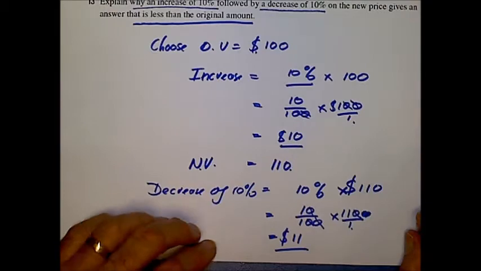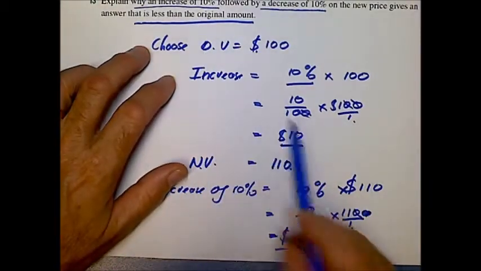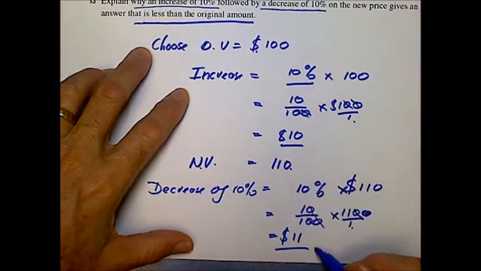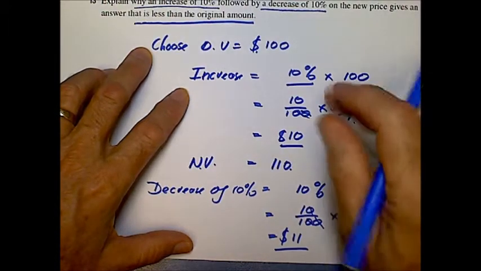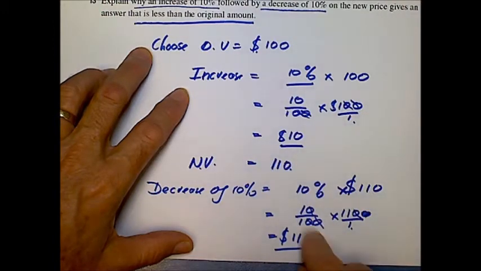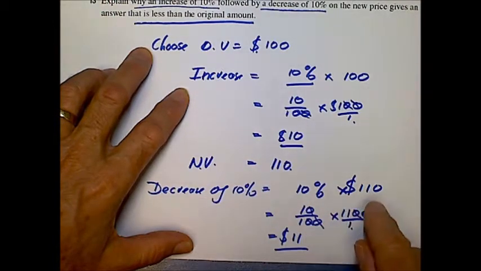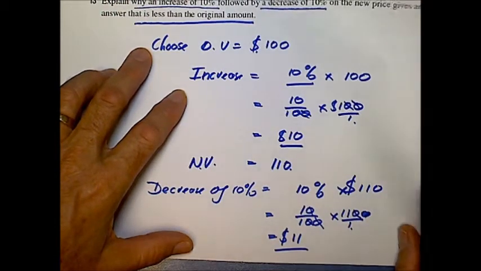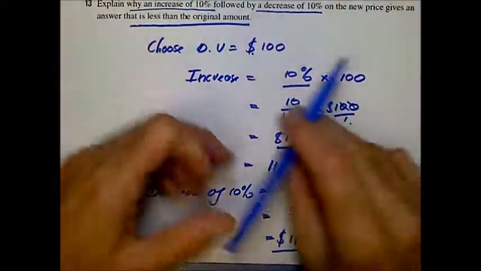So the increase of 10% is going to be less than the decrease of 10% because the increase is based on an original value which is smaller than the decrease which is based on a percentage of the new value which is more.